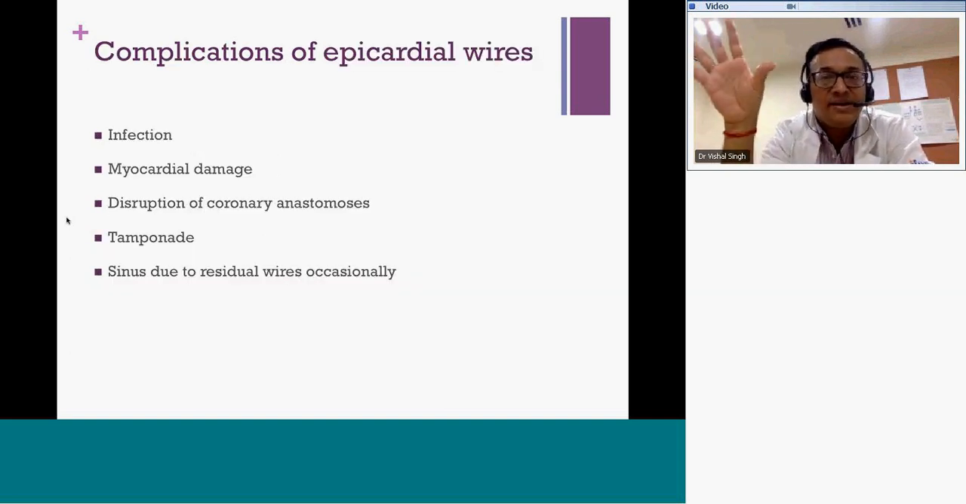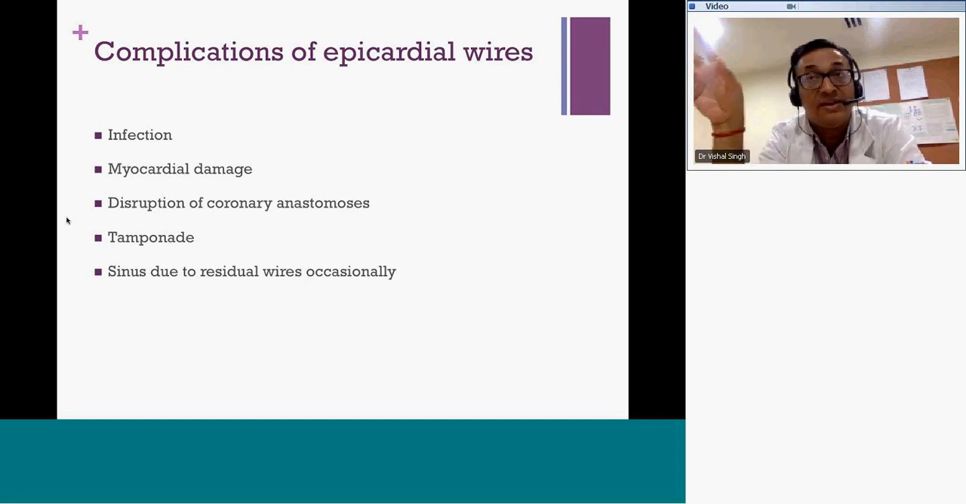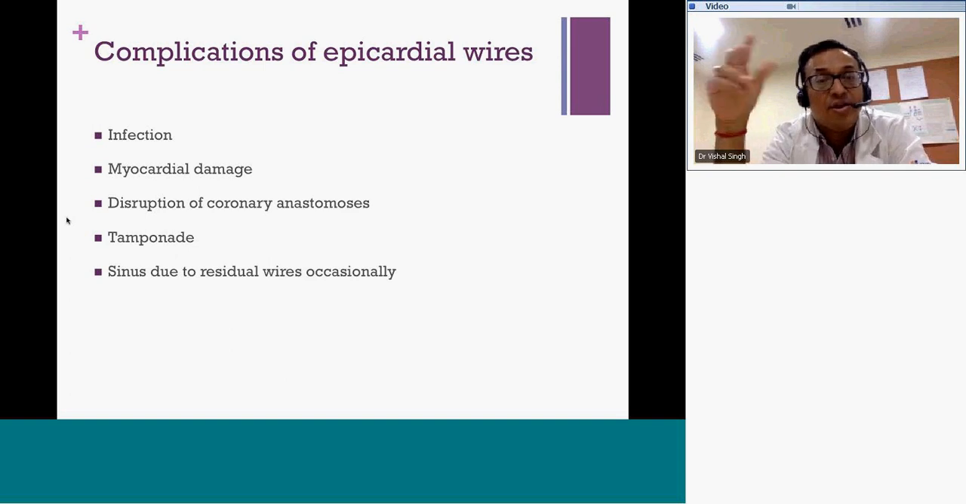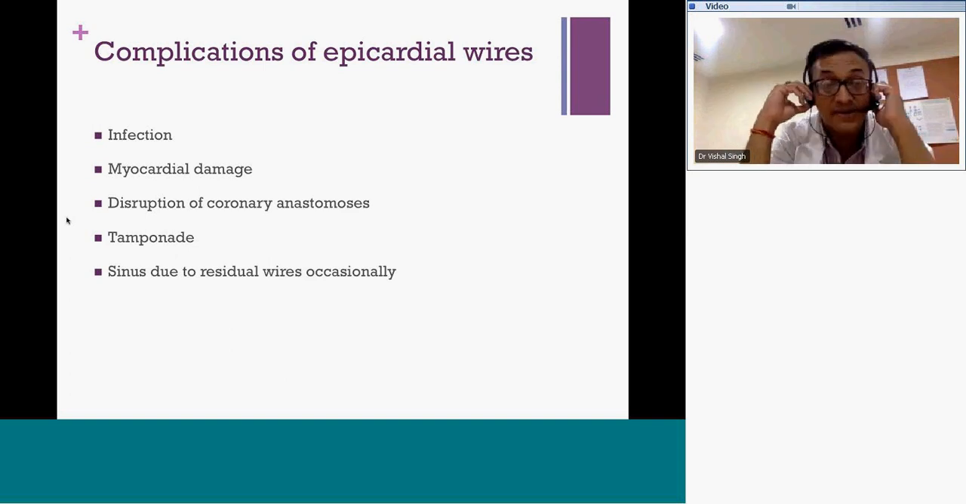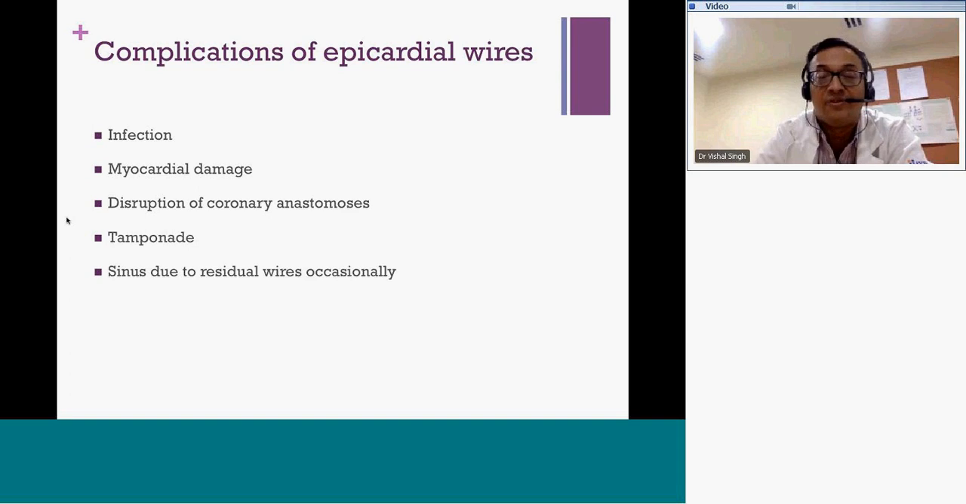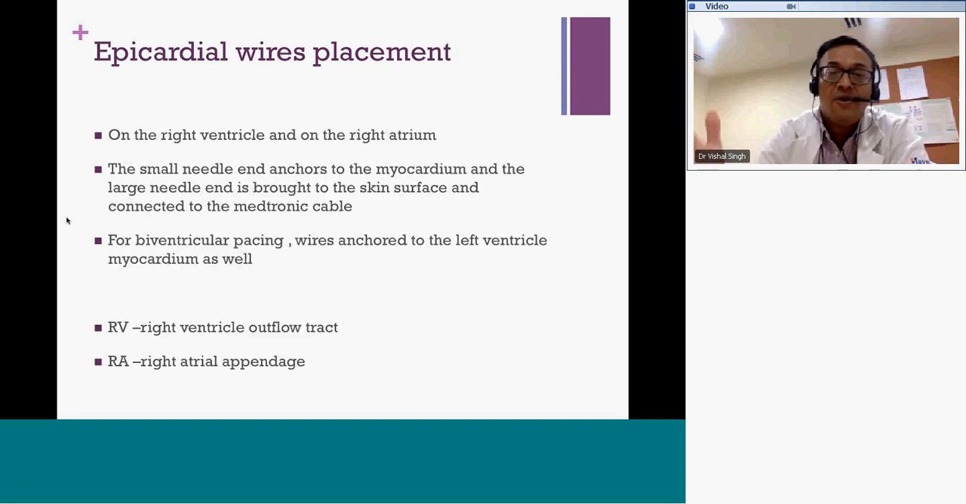Now, you have all seen the pacing wires, two wires which are kept on the right side, two wires which are kept on the left side. They are referred to as epicardial wires. The epicardial wires are put during surgery, but as any foreign body, they can have an infection, they can lead to myocardial damage, they can lead to destruction of coronary anastomosis. In case they migrate, they can create a tamponade. They can also sometimes result in a sinus after removal of the wires.